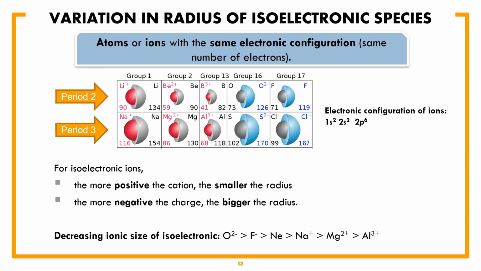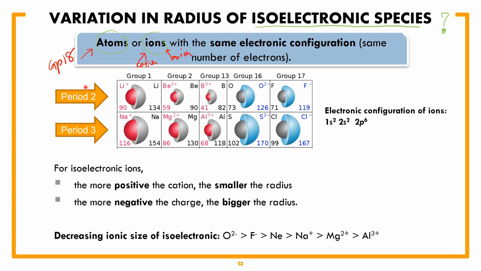Now, let's discuss the other category, that is variation in radius of isoelectronic species. So what is isoelectronic species? Isoelectronic species refers to atoms or ions with the same electronic configuration, that is having the same number of electrons. So the term atoms here are referring to noble gas atoms, which are group 18 elements. And the ions here are referring to both cation and anion.